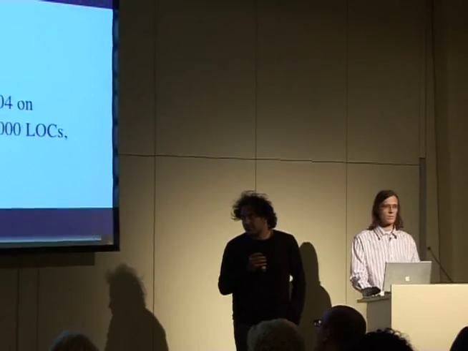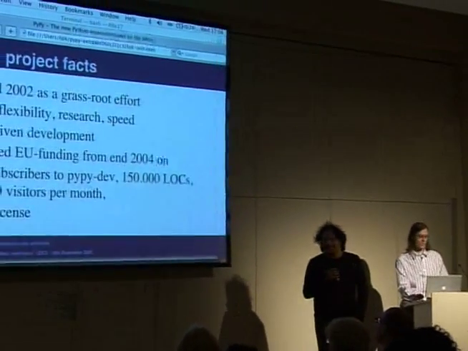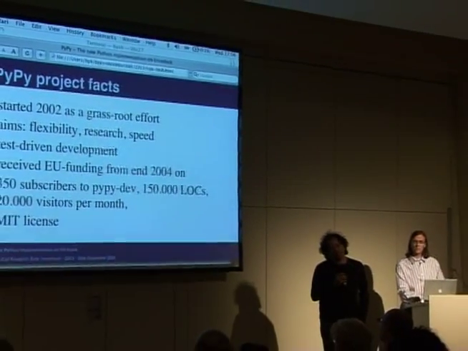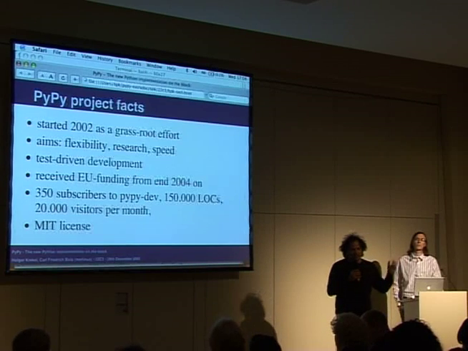the community aspects. And currently, just to have a few numbers there, we have around 350 subscribers to the development list. We have around 150,000 lines of code that we wrote, and you're going to see what it all contains. It's quite a lot. And we have around, I think, 20,000 visitors per month on the website. The whole thing is MIT licensed. That means that each of the participating parties is free to also commercially use it and redistribute it in any way.